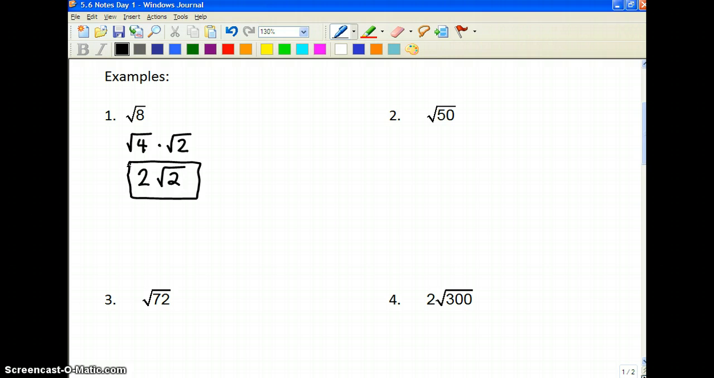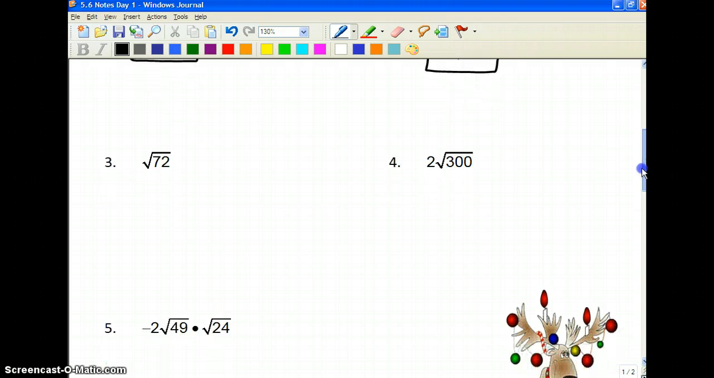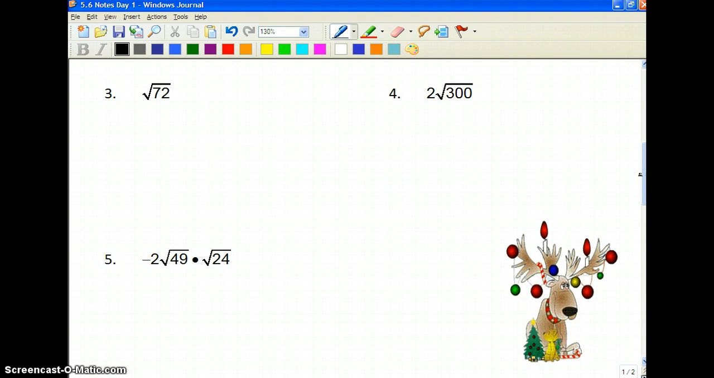Number 2, the square root of 50. What number in our list goes into 50? 25. So the square root of 25 times the square root of 2 is 5 root 2. Now some people will get really good at this and they won't have to write down the middle step. That's good.